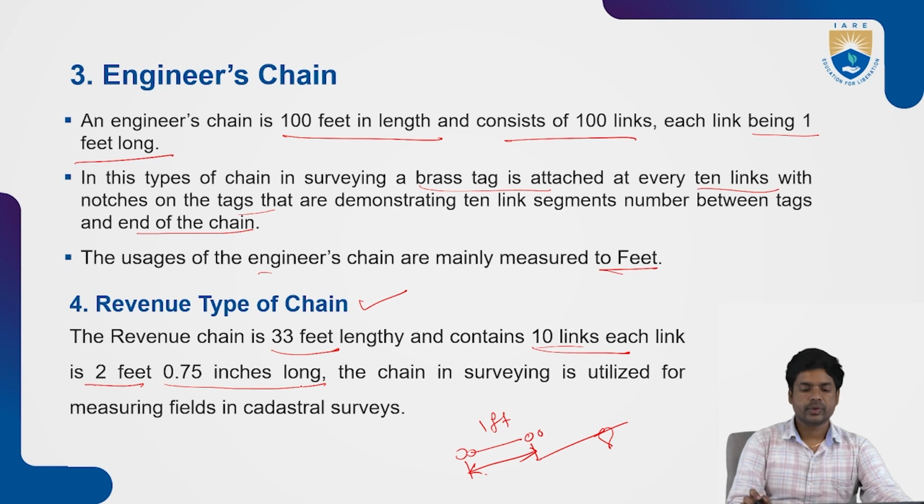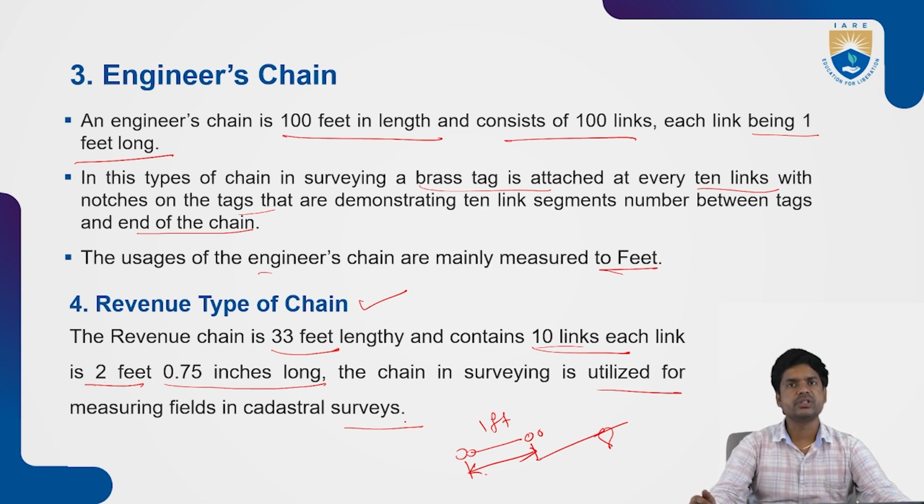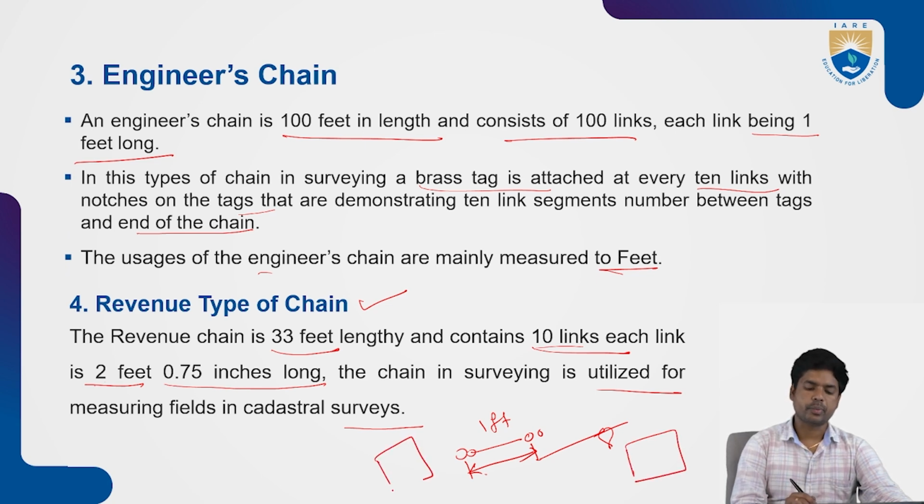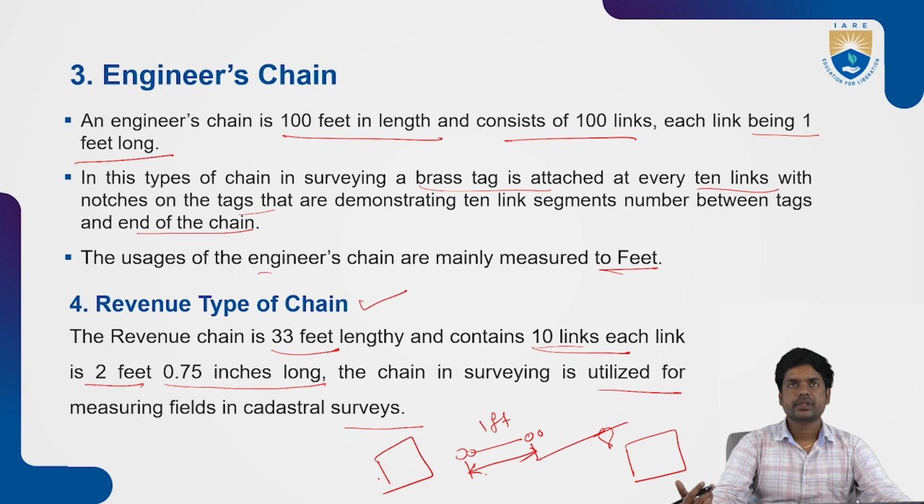0.75 inches long. Each link is 2 feet 0.75 inches long, and this chain in surveying is utilized for measuring fields in cadastral areas. That means for marking the dimensions of properties or property boundaries, we use this revenue type of chain.